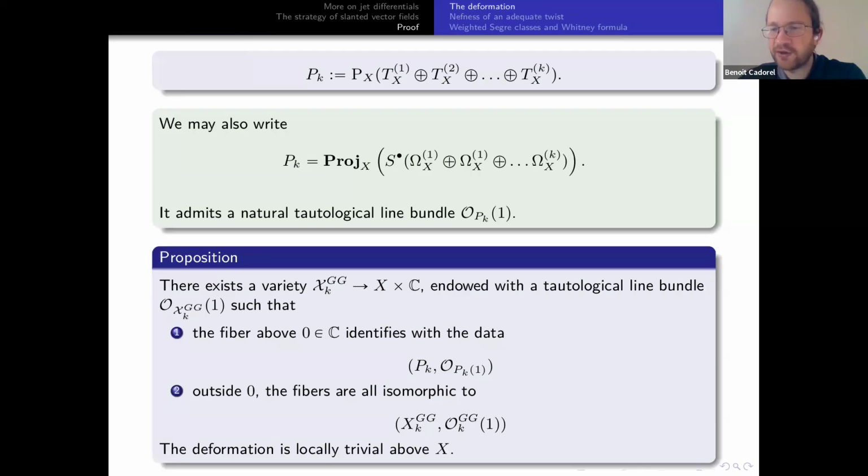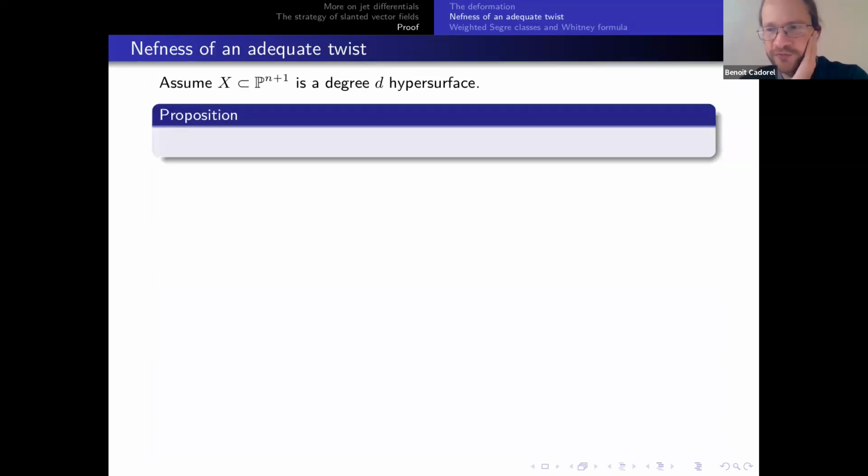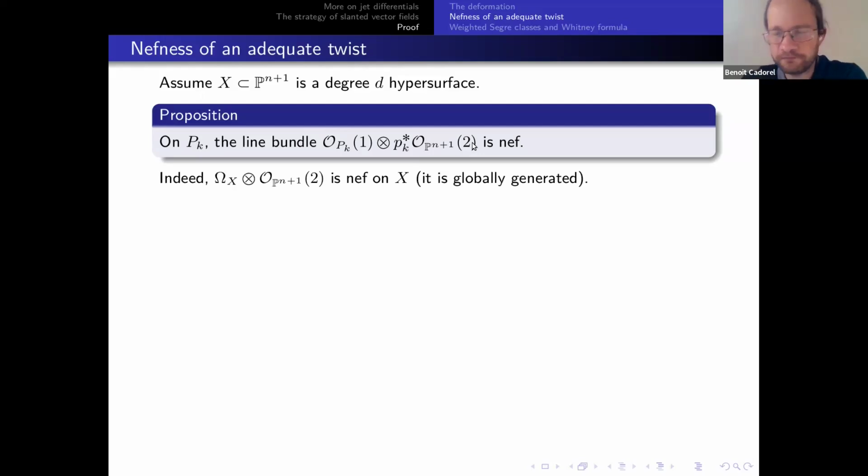Okay, and you can use this construction to write, so if you remember, we wanted to write some line bundle as a difference of A and B with A and B in F. And this construction is very convenient to find this A and B. So assume that X is a degree D hypersurface. A fact which is very easy to prove is that on this projectivized bundle, P_k, the tautological line bundle tensored by twice the hyperplane bundle on your hypersurface is nef. And a good proof of that fact.